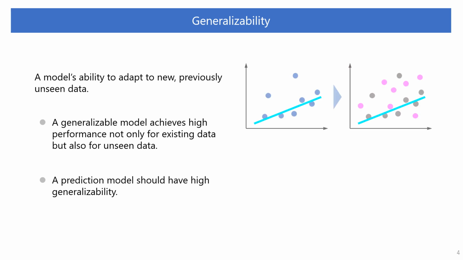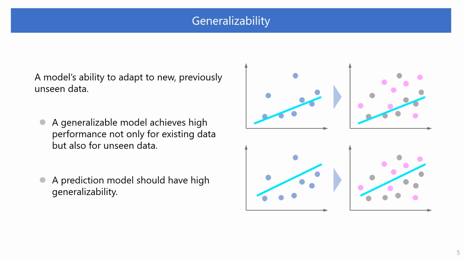So, even if the model makes perfect or almost perfect predictions for existing data, it is useless if it performs poorly for new data. On the contrary, even if the model's performance is slightly lower for existing data, the model is useful if it achieves moderate or high performance for new data.